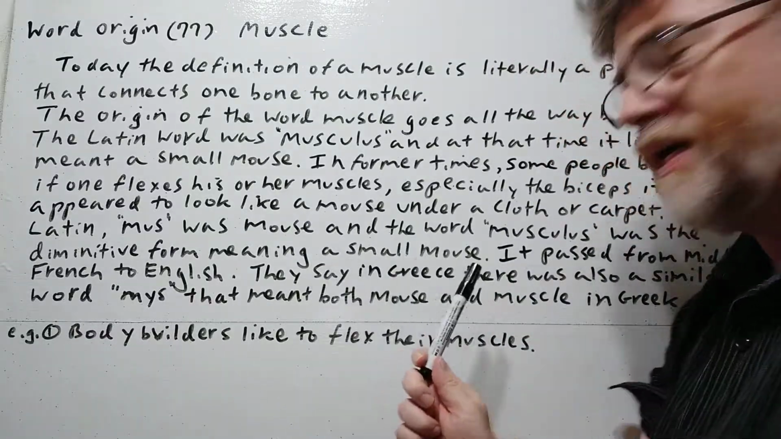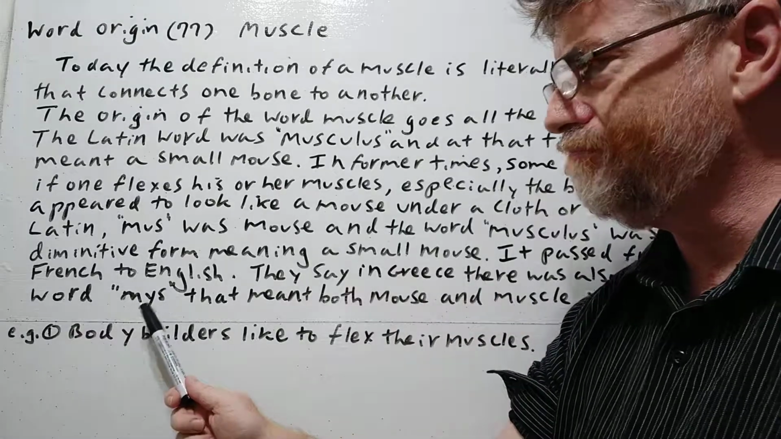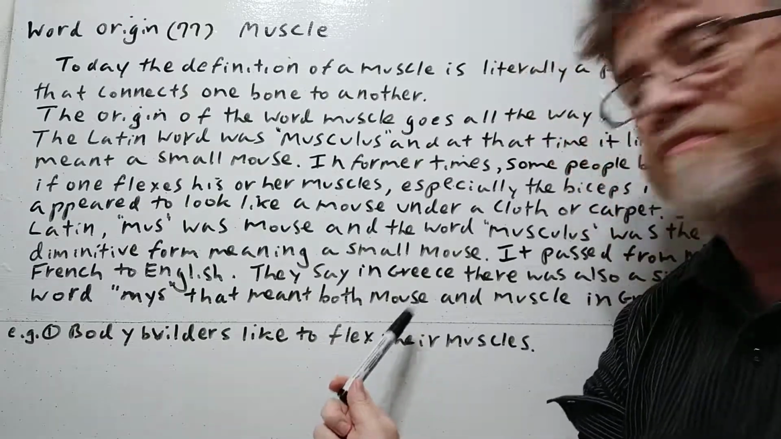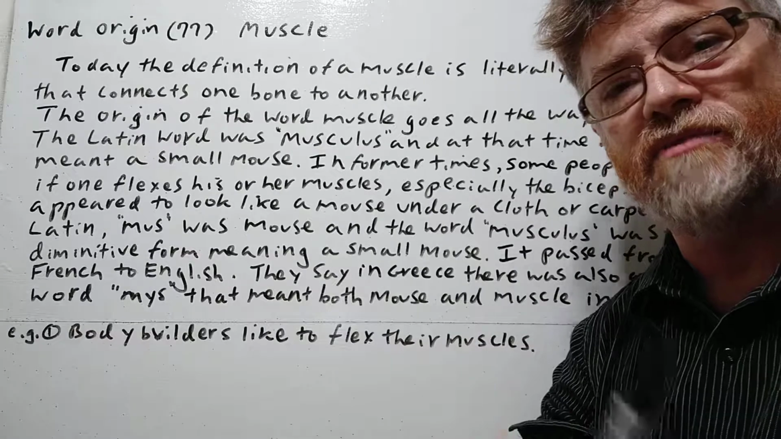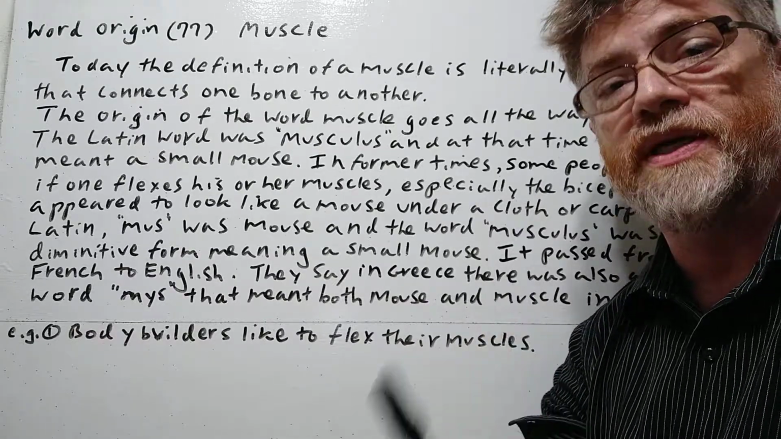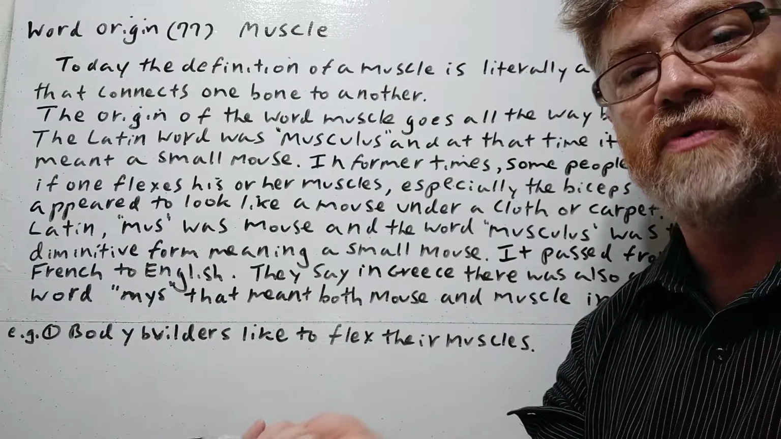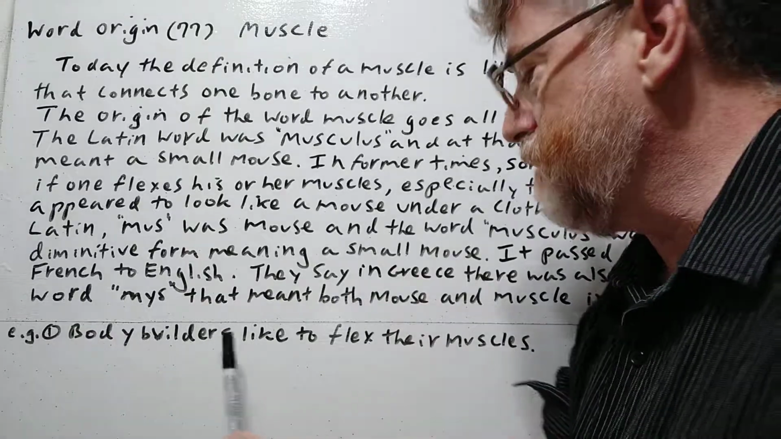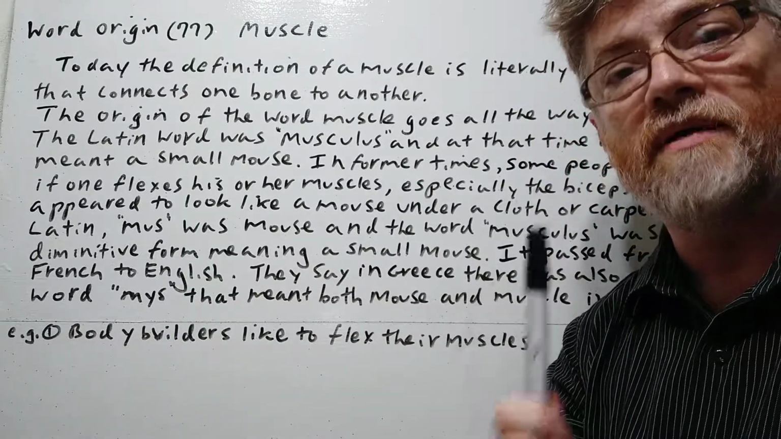They say in Greece there was also a similar word. I think it'd be pronounced mice. That meant both mouse and muscle in Greek. So both the Greeks and the Romans actually probably thought this in former times. And we just have one example of the word muscle today. Even though this is a common word, everybody should know this. Bodybuilders like to flex their muscles. Or remember, we also say to make a muscle.